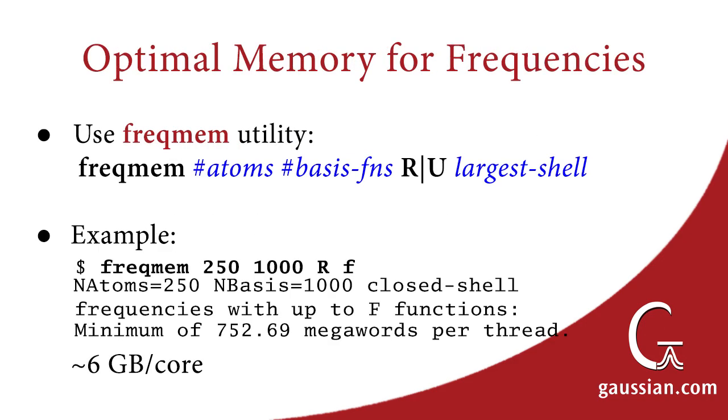The FreakMem utility will calculate the amount of memory required for Hartree-Fock and DFT frequency calculations. In this example, a calculation involving 250 atoms, 1,000 basis functions, and a basis set including F functions will need about 6 GB per core.